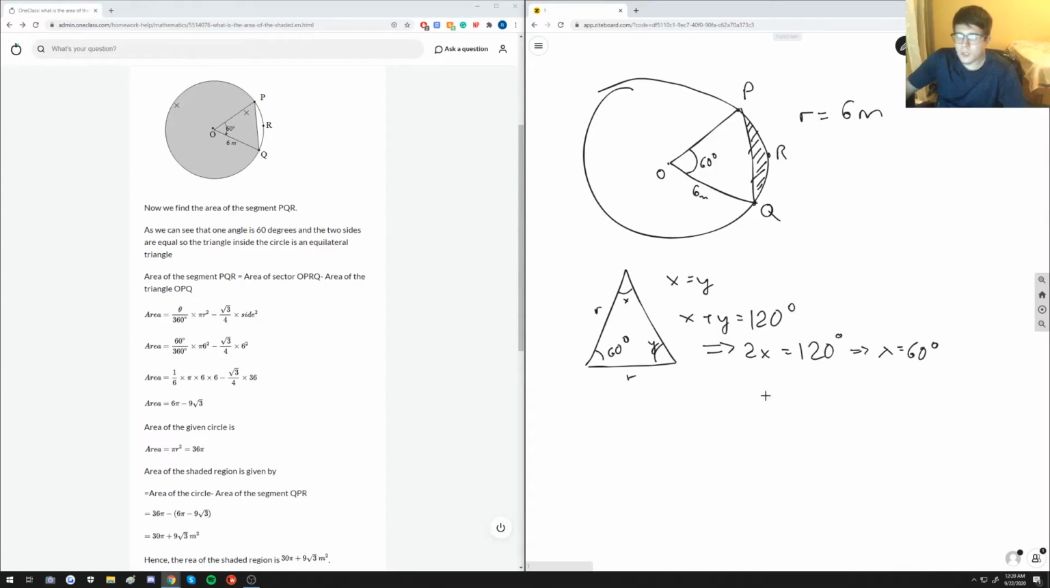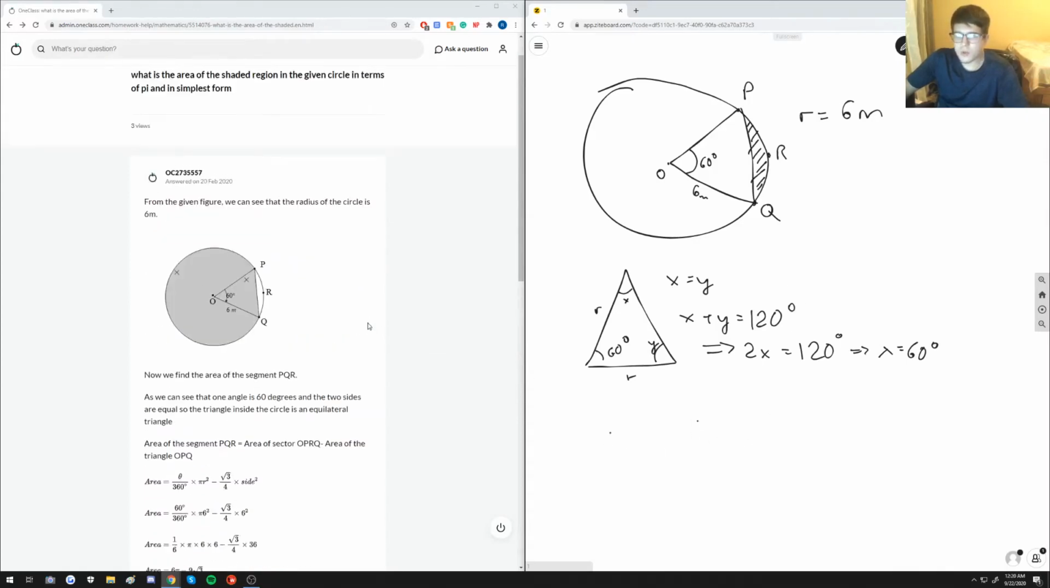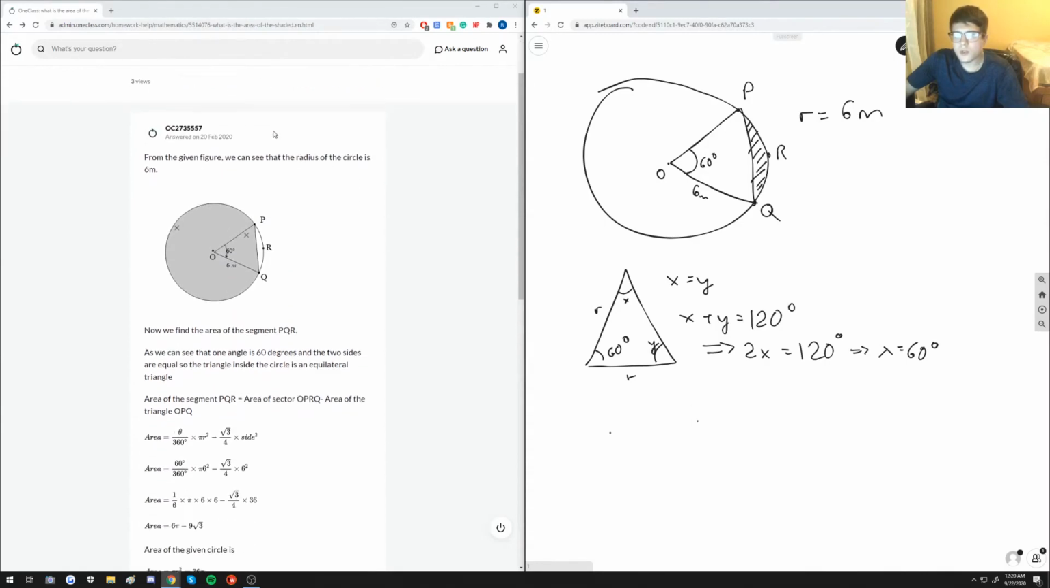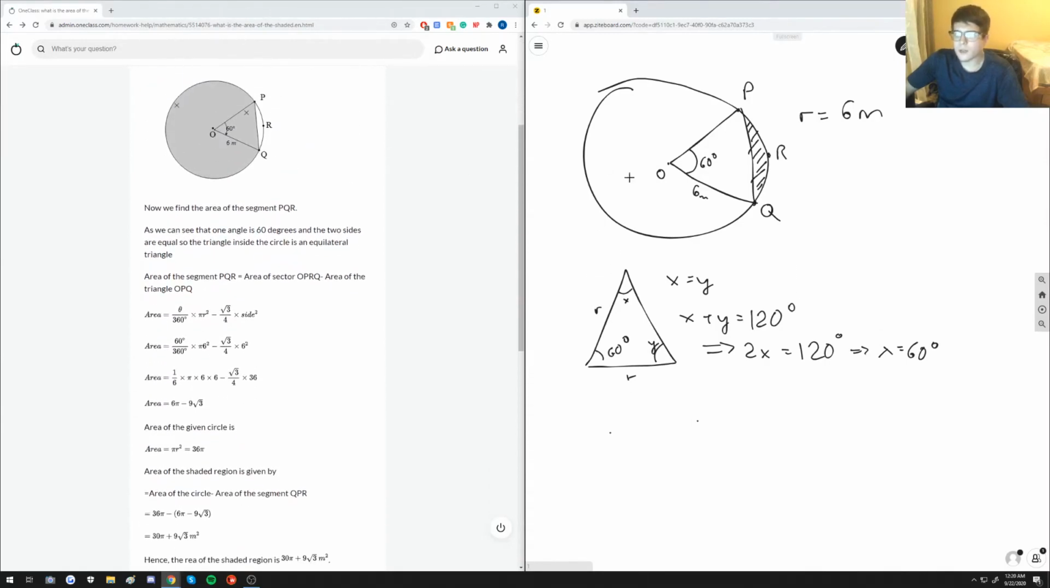So hold on a second. Wait, I'm sorry, what is the area of the shaded region? Okay, yeah, I got that right. I thought we were finding this little part here. So we have to find the actual segment and subtract the small piece, the triangle, from it.